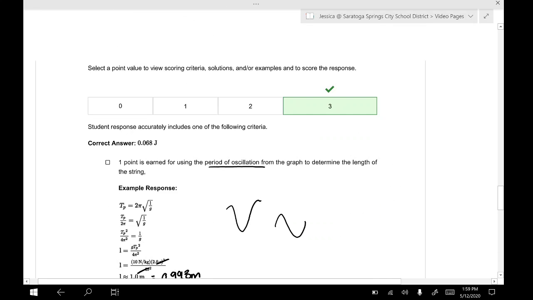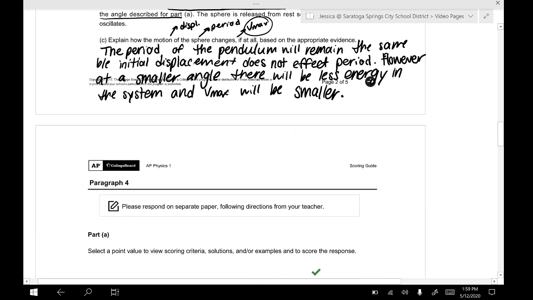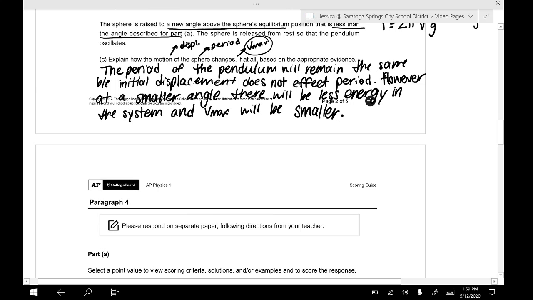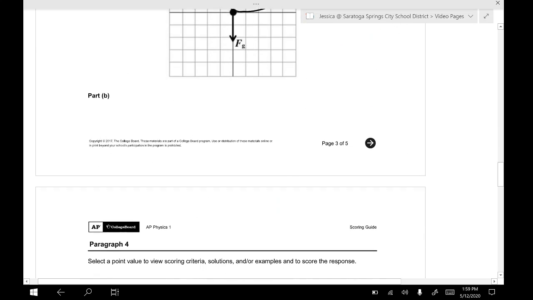So did I actually say that? Let's see. Oh, initial displacement does not affect the period. So, yeah. And then I actually wrote a little bit more than I needed to, but if you know you're correct, it's always good to include a little bit more, because you never know with these AP graders what they're going to look for.